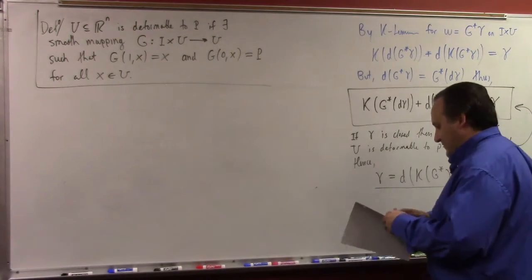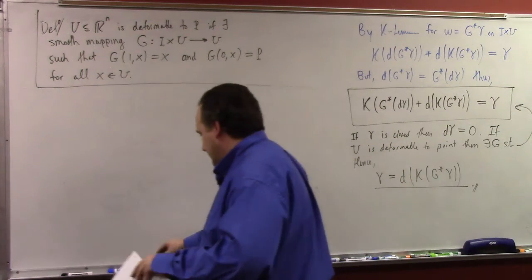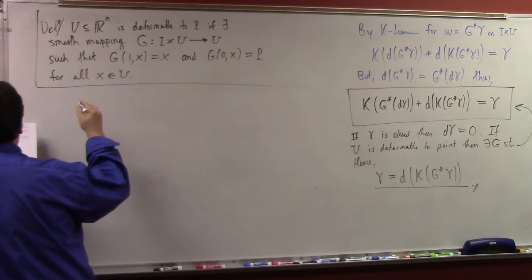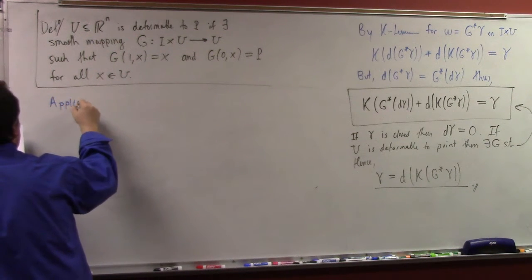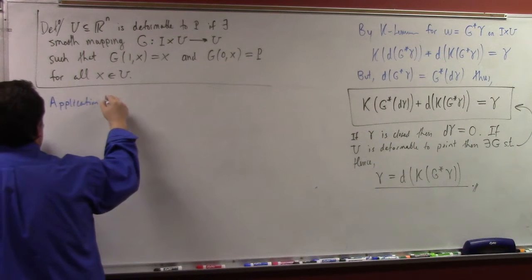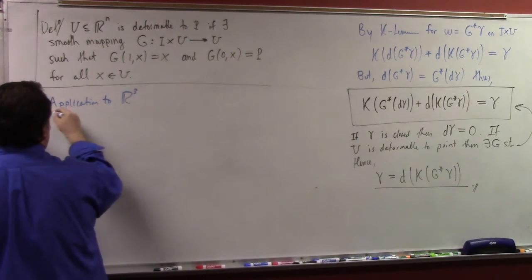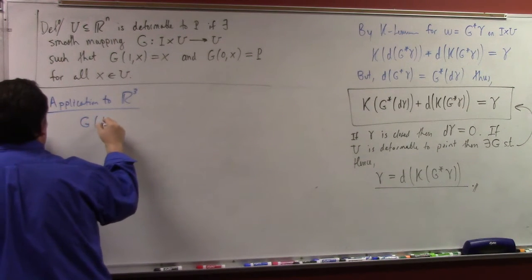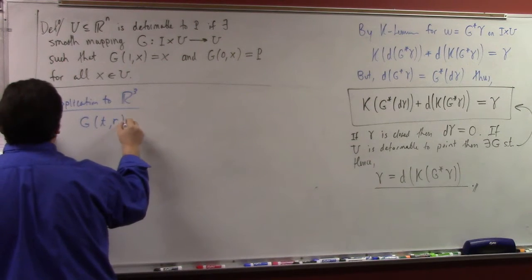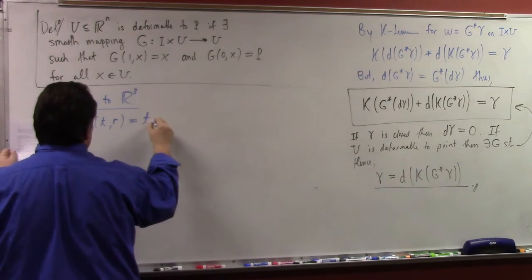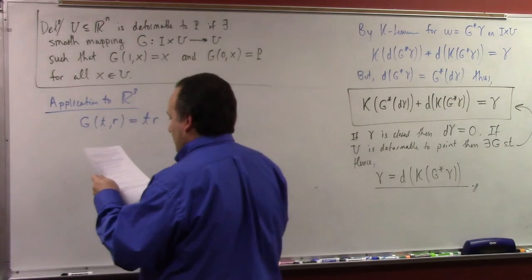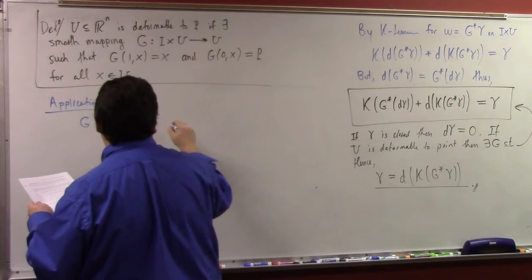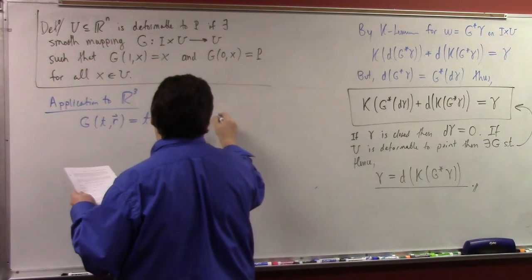Maybe I can just sketch this. I won't go through all the calculations, just give you a quick application to R3. So I can look at G of T comma R equal to TR, for all, I'll put a vector on it for the sake of clarity, for all R in R3.